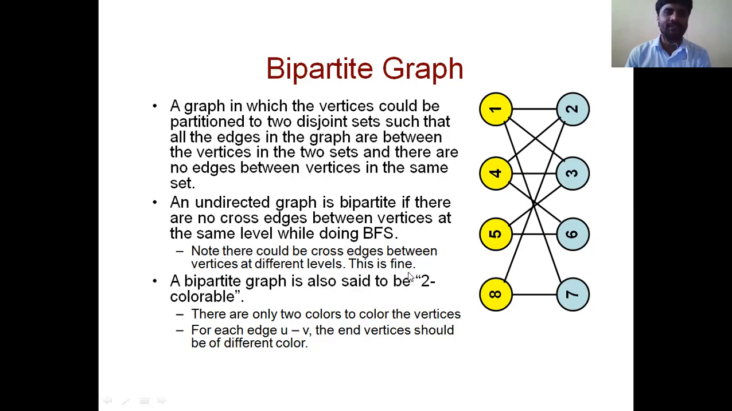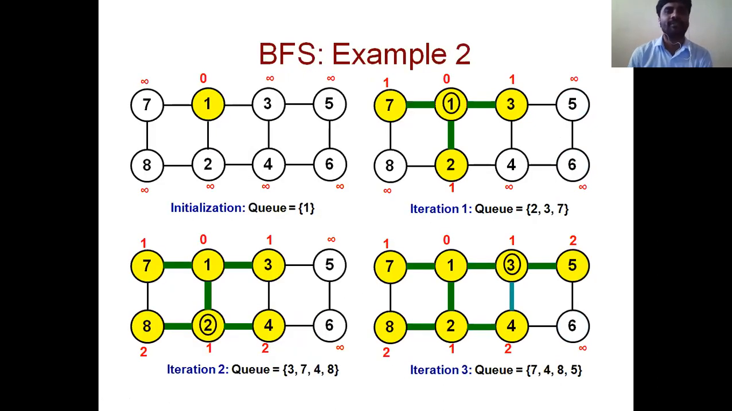Next, a bipartite graph is also said to be two colorable. There are only two colors for the vertices, and for each edge u to v, the end vertices should be of different colors. So this is about the bipartite graph, and now example 2 of the bipartite graph, how it works.